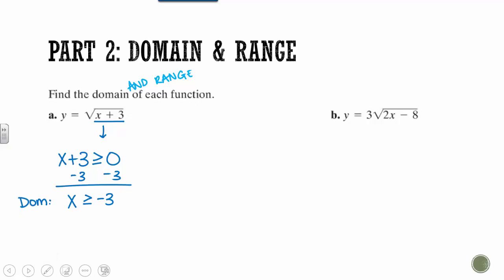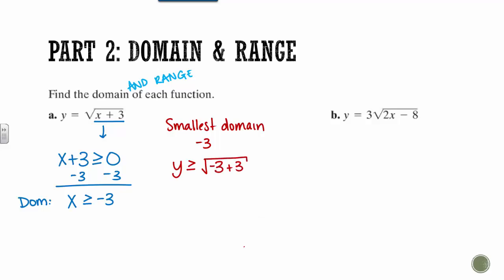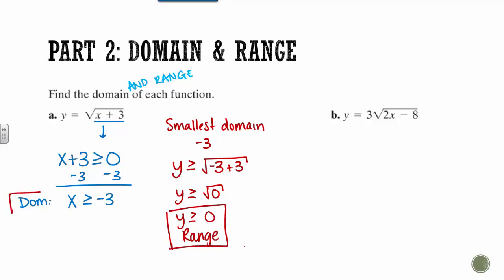And then to find the range, what you're going to do is you're going to take your smallest domain value. So smallest domain value, and in this case, it's -3. And you're going to plug that into here. So your y values have to be greater than or equal to this square root thing. Plug in that smallest value and see what you get out. You get the square root of 0, which is just 0. So your y values need to be greater than or equal to 0, and that's your range. And this is your domain.